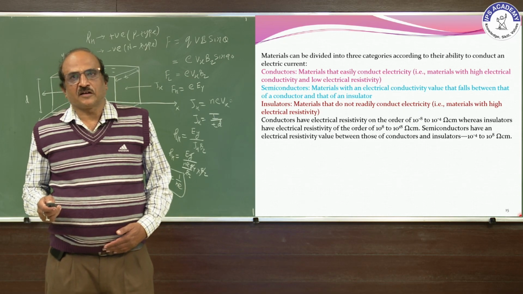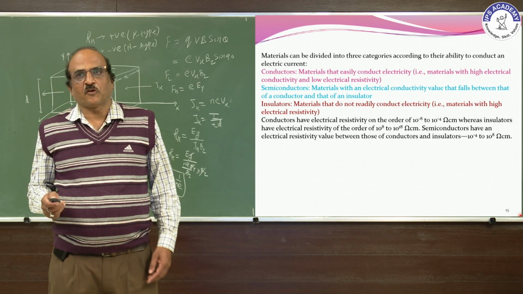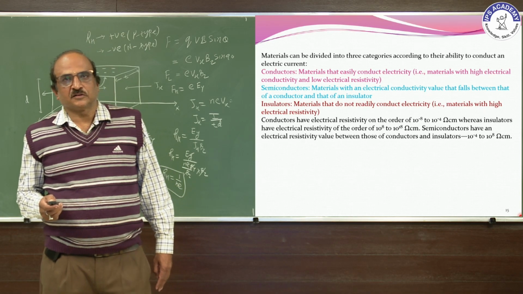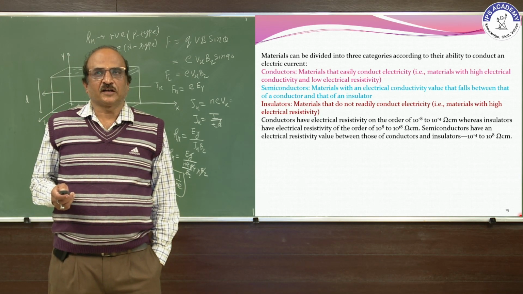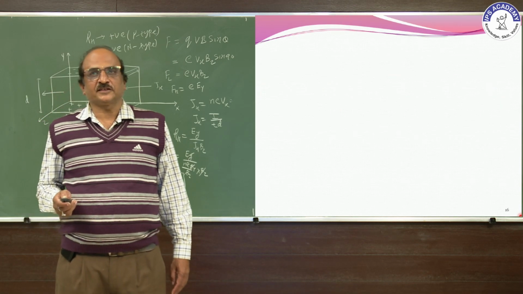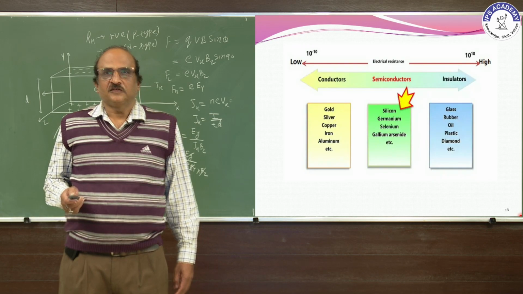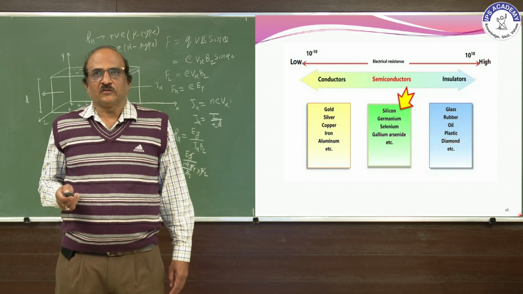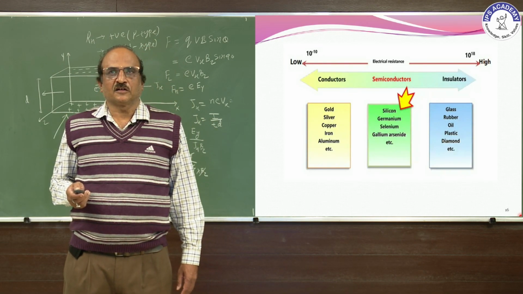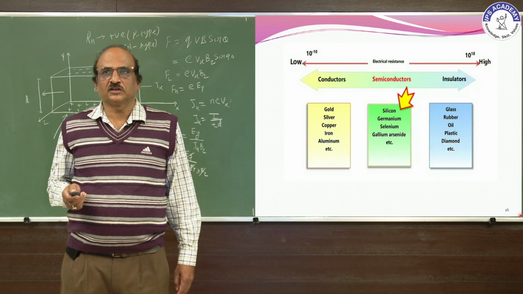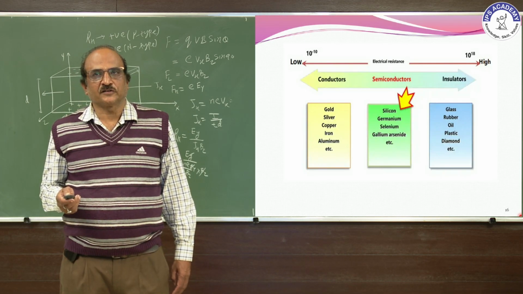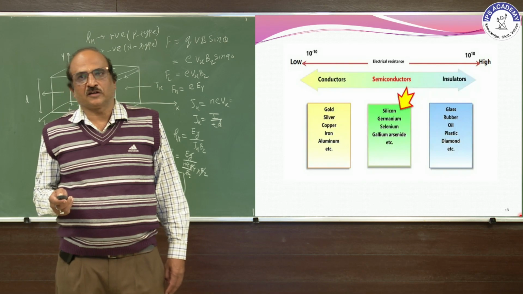Generally, the electrical resistivity of conductors is of the order of 10 to the power minus 8 to 10 to the power minus 4 ohm centimeter, and the resistivity of insulators lies between 10 to the power 8 and 10 to the power 18 ohm centimeter. We can see this comparatively with the diagram. If the resistivity goes toward 10 to the power minus 10 ohm centimeter, it is a conductor, and if it goes toward 10 to the power 18 ohm centimeter, it would be an insulator. So semiconductors lie in between these two.